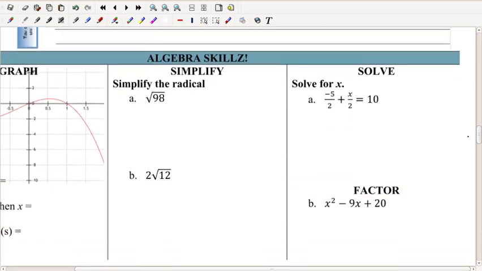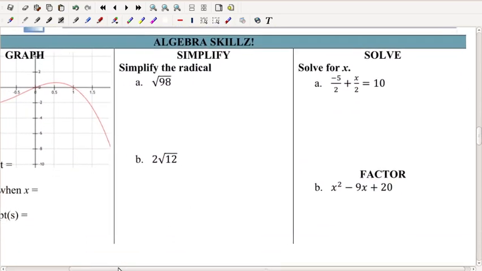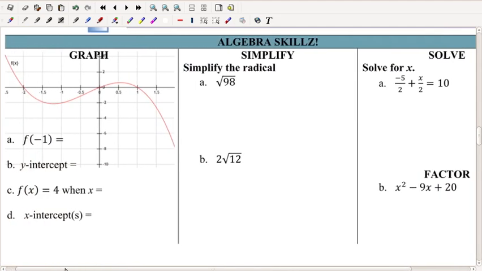We're quickly going to go over these algebra skills. Again, they're exactly the same algebra skills as we did in the last lesson, so before you watch this, see if you can figure them out on your own. If you need to look back at your notes, that's fine. We're going to look at some graphing, some simplifying radicals, and some solving. So pause your video, try these on your own, and then come back.